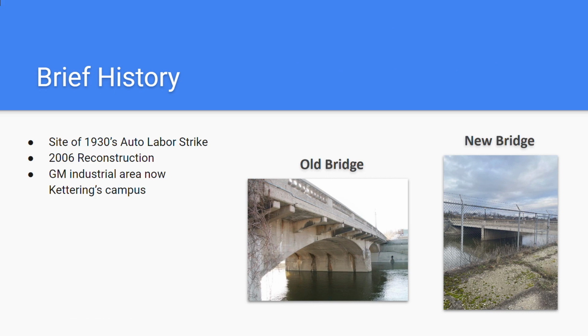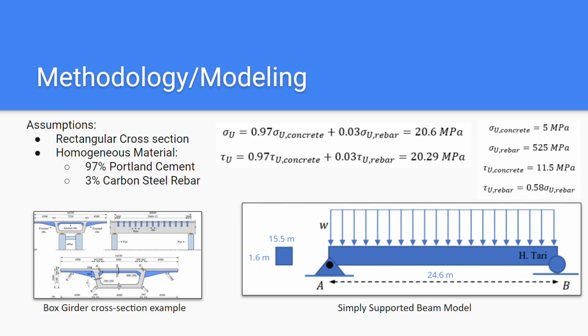Interestingly, this bridge was near GM's Fisher Body plant and was the scene of a sit-down labor strike in the 1930s. Later, in 2006, the bridge was demolished and reconstructed because it no longer met structural safety requirements. Once surrounded by GM factories, the bridge has since become a feature of Kettering's campus landscape.